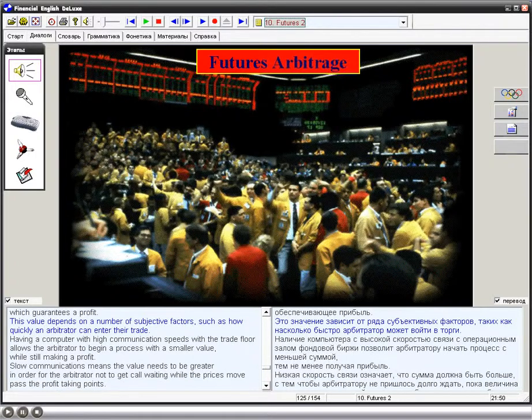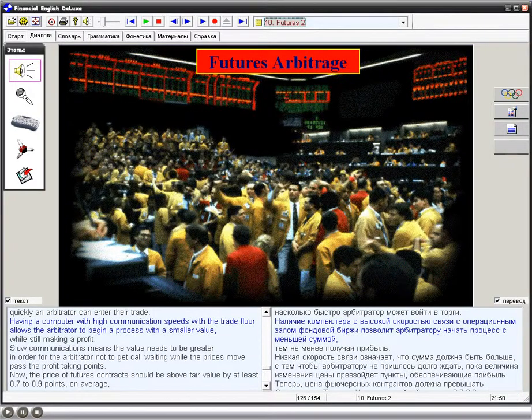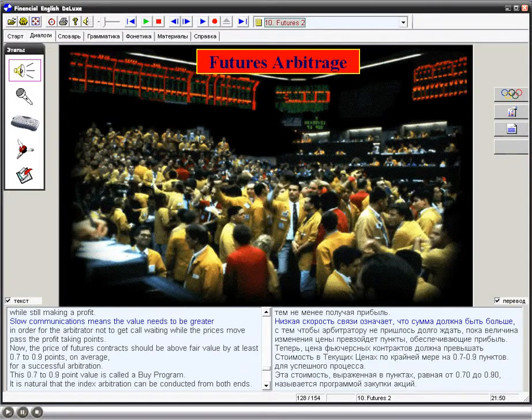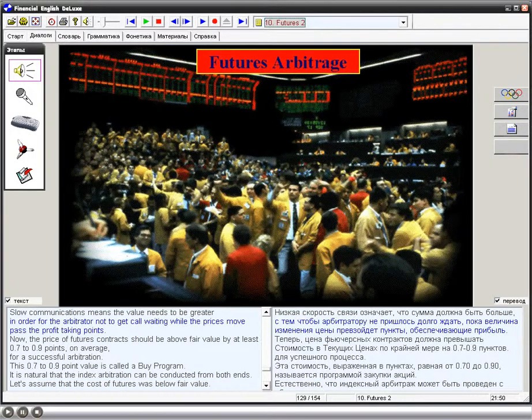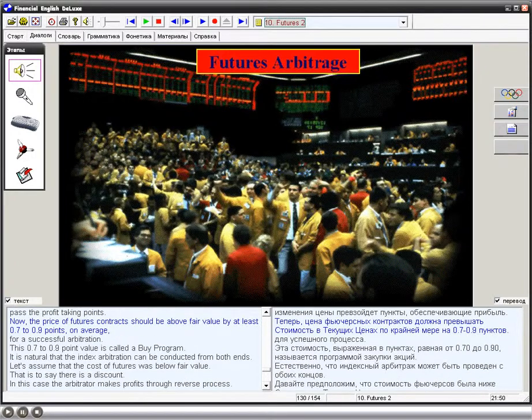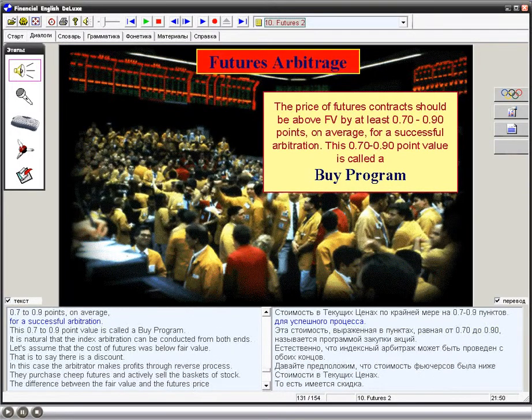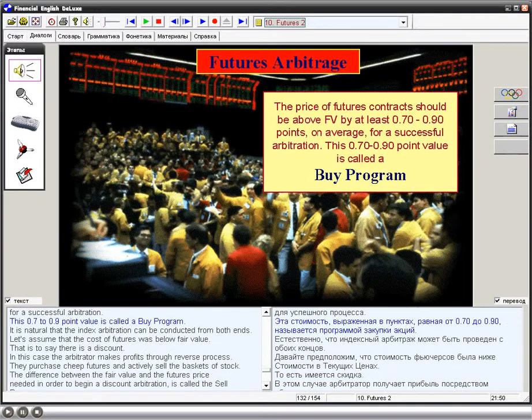This value depends on a number of subjective factors, such as how quickly an arbitrator can enter their trade. Having a computer with high communication speeds with the trade floor allows the arbitrator to begin the process with a smaller value, while still making a profit. Slow communications means the value needs to be greater in order for the arbitrator not to get caught waiting while the prices move past the profit-taking points. Now, the price of futures contracts should be above fair value by at least 0.7 to 0.9 points on average for a successful arbitration.